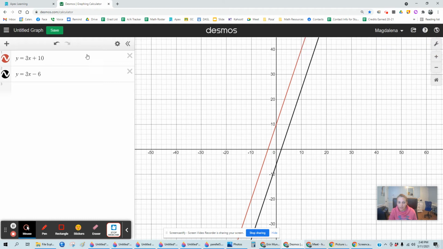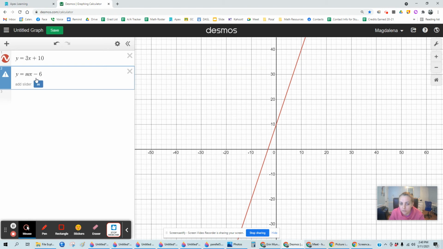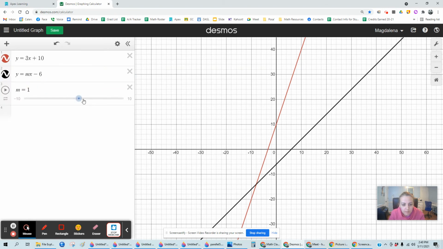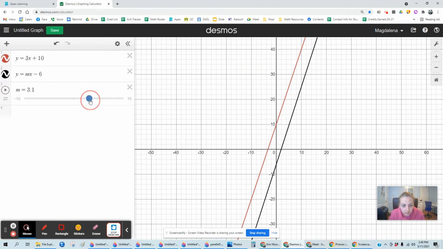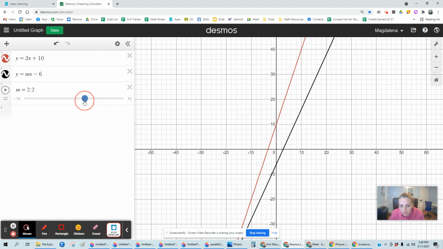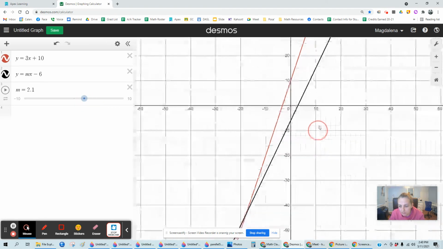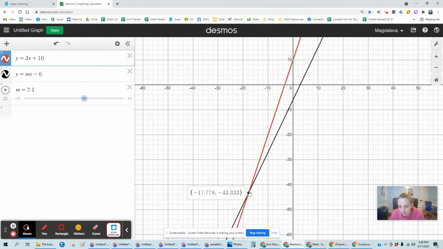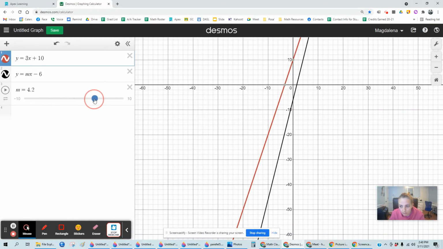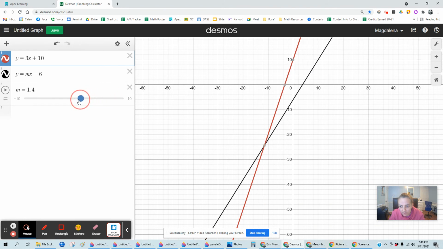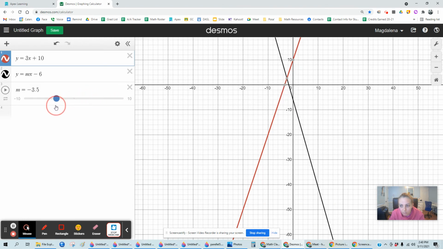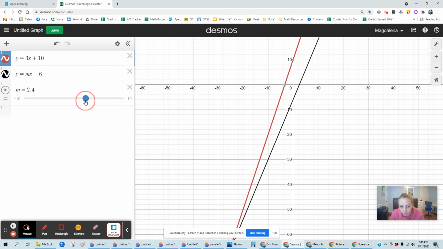Now I'm going to go ahead and change this 3 into the letter m, which is a letter that we denote slope with, and I'm going to put a slider. So I'm going to start with 3. Okay, and you can see that these 2 lines are parallel. So if I change it a little bit, you see how these 2 lines are not parallel anymore and they're intersecting. So no matter what I do, they're always intersecting, except for the case when they're exactly the same. So when I have exactly 3.